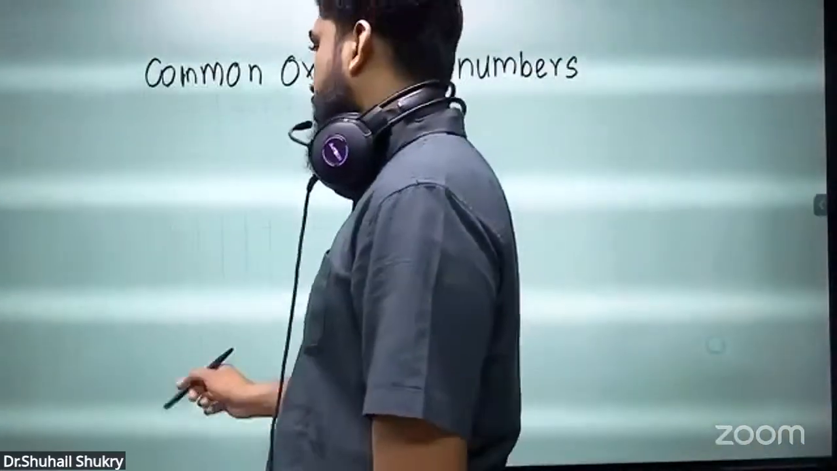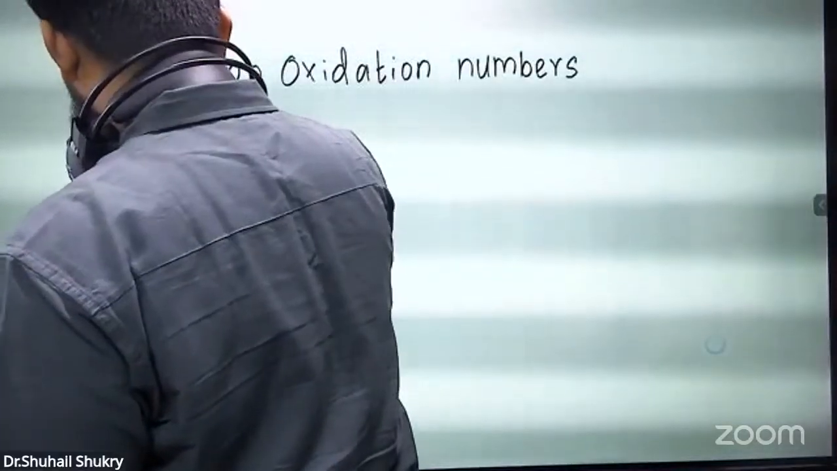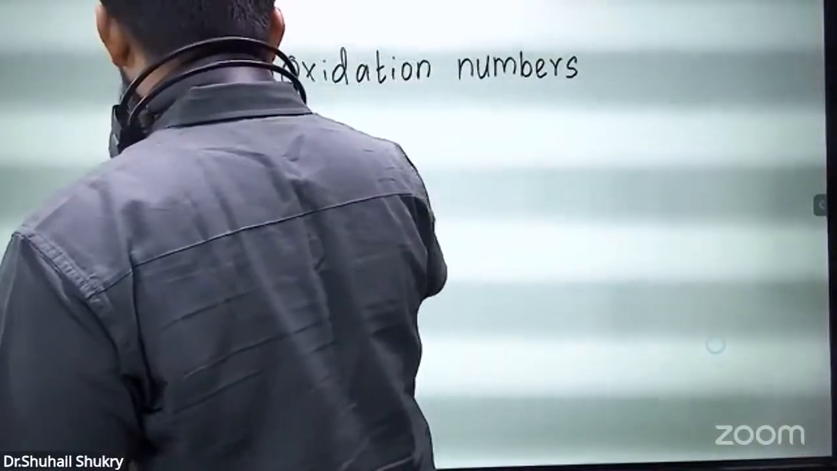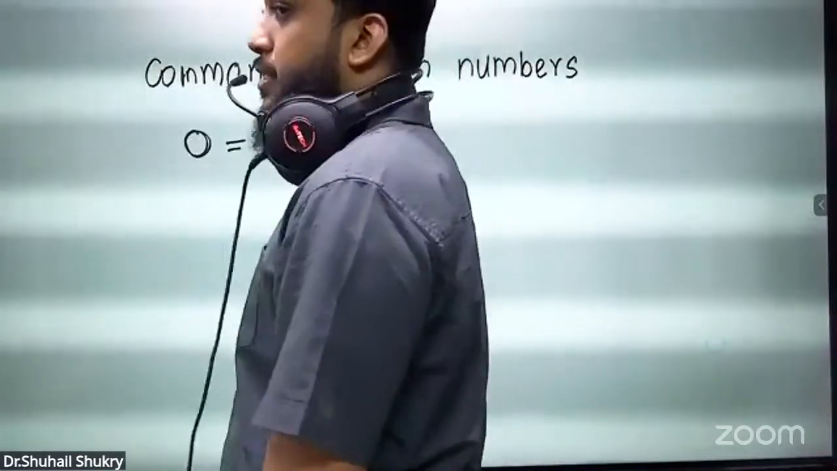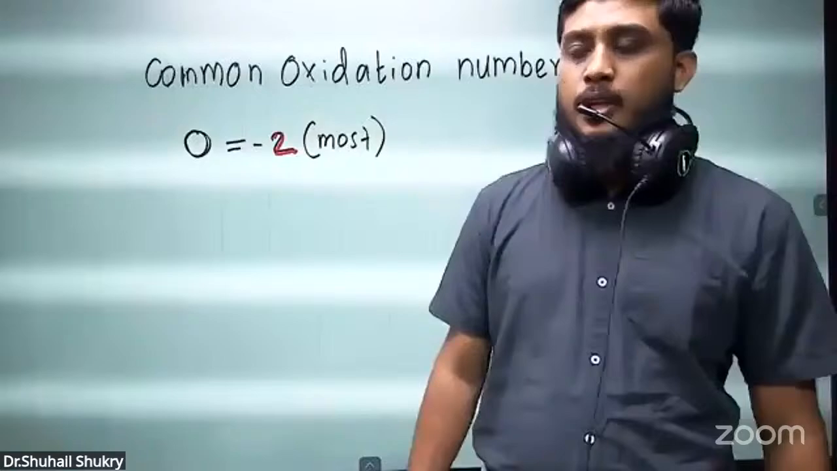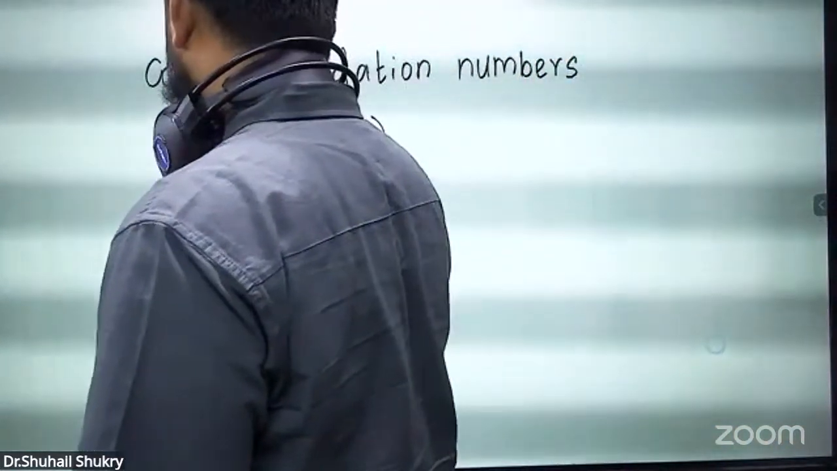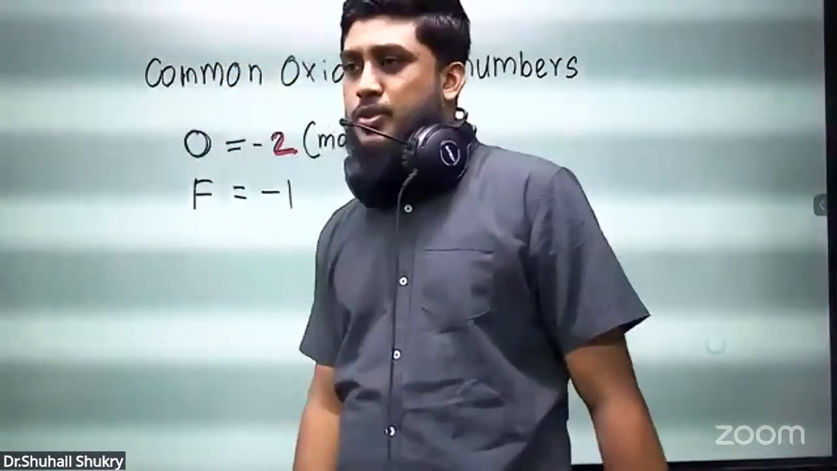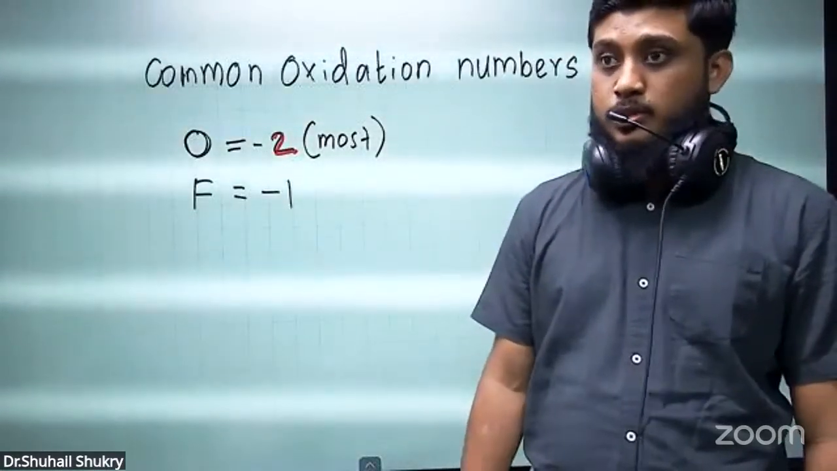When you take oxygen, normally the common oxidation number is, in most of the places, -2. Oxygen is mostly -2. Whenever you see fluorine, most of the places fluorine will get a -1. These are some common oxidation numbers, right?